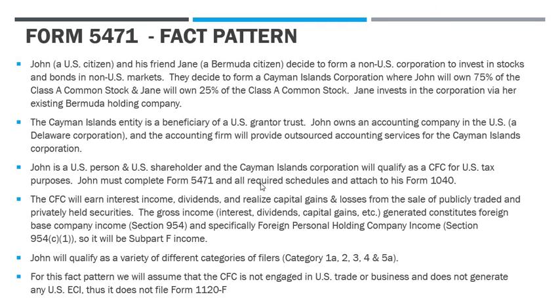So John is a U.S. person, he's a U.S. citizen, and he's going to qualify as a U.S. shareholder because he owns 10% or more of the stock, right? So this is going to make the Cayman Islands entity a CFC for U.S. federal tax purposes. Now, because it's a CFC and John is a U.S. person, he's very likely going to fall within one or more of those categories of filers. So he's going to have to do a 5471 and include all those required schedules with his Form 1040. Now, what is the income going to be earned within the company? The CFC is going to earn interest income.